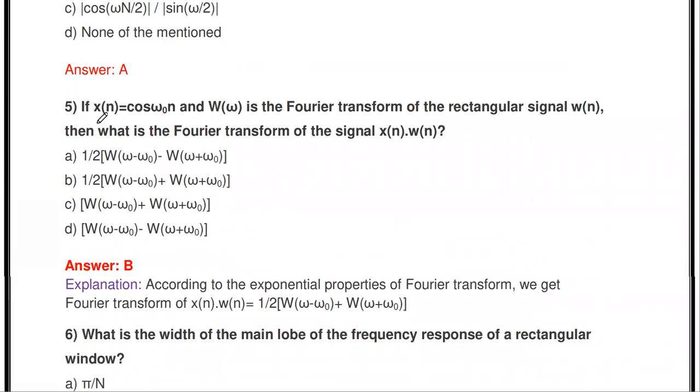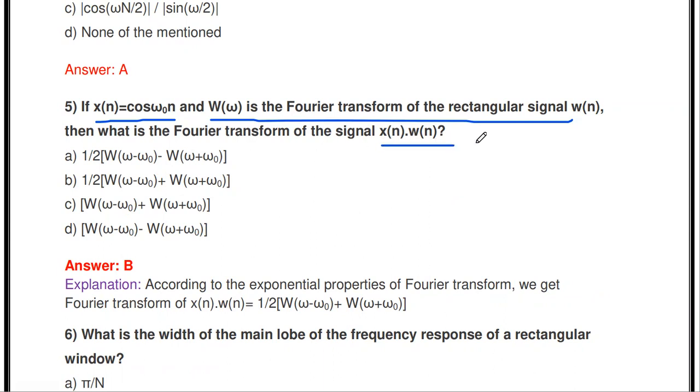Then the next one: if x of n is equal to cos omega naught n, and W of omega is the Fourier transform of the rectangular signal W of n, then what is the Fourier transform of the signal x of n into W of n? The signal x of n is given and another signal is W of n, the rectangular signal. If you multiply these two signals, what is the Fourier transform of the product? That is the question.